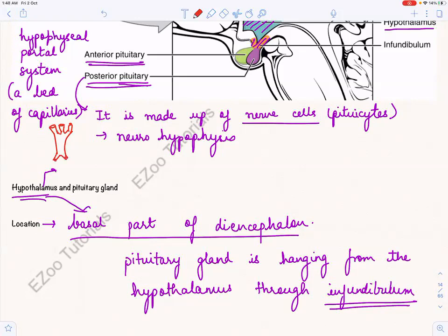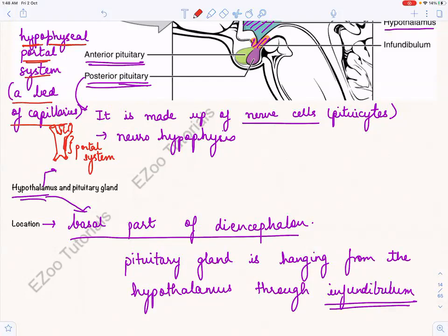So what is happening? This is acting like a portal system, right? Hypo means hypothalamus, physeal means pituitary, so hypophyseal portal system. So basically, a bed of capillaries that is connecting what?